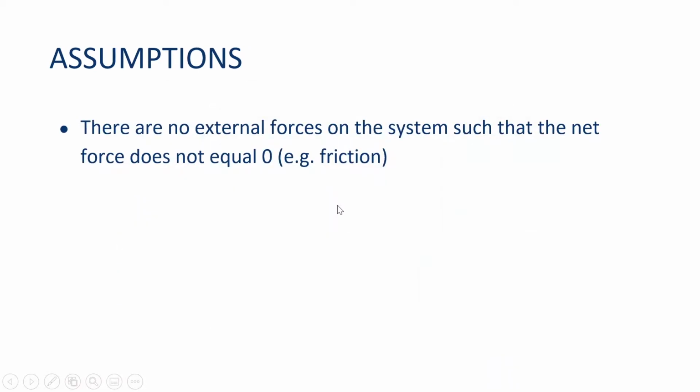We first have to make a few assumptions. For one, there are no external forces on the system such that the net force does not equal 0, for example the friction force. This could be exemplified in a few discrepancies presented later, but that will be described in future slides.